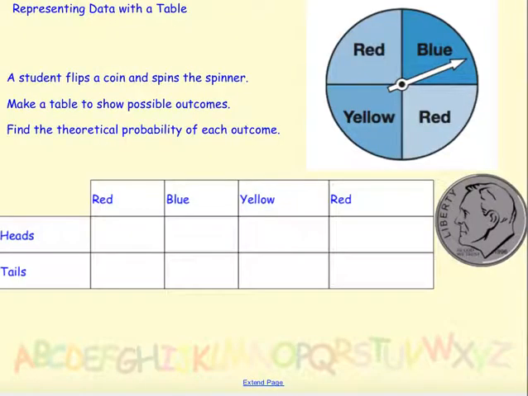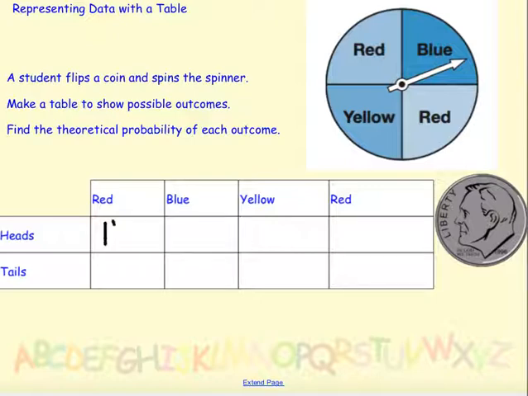All right, another situation. Now we have a spinner and a coin. A student flips a coin and spins the spinner. Make a table to show the possible outcomes. Find the theoretical probability of each. So in this, we have 4 sections: red, blue, yellow, and red. And of course, on the coin, we have heads and tails.